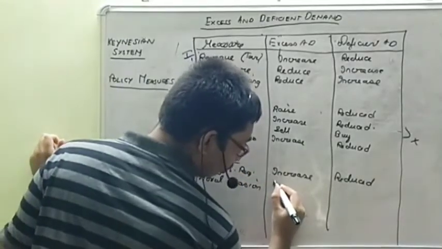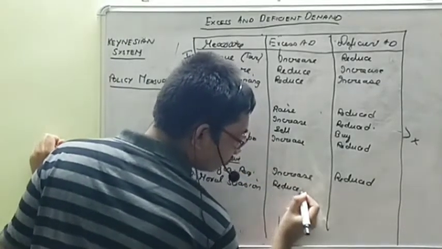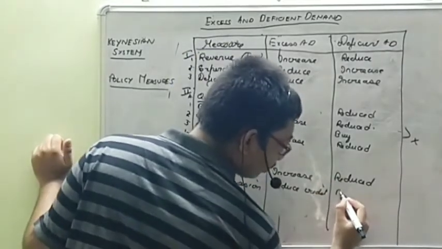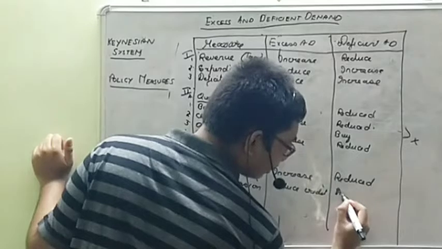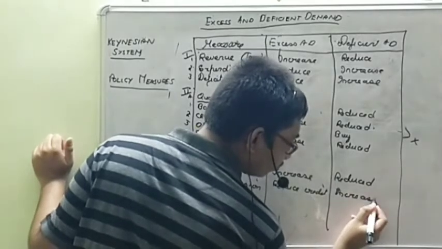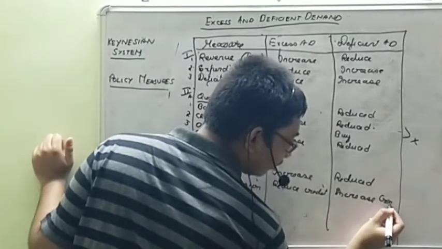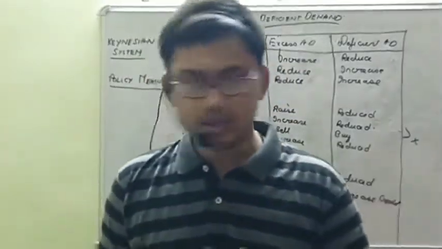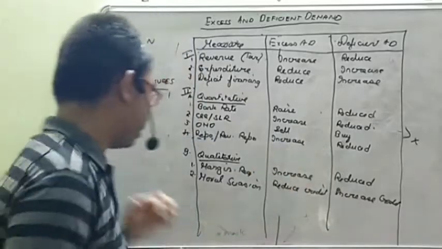Here, they will persuade to reduce credit. Here the moral suasion will be to increase credit. Okay. Here the persuasion will be to reduce credit, and here the persuasion will be to increase credit.